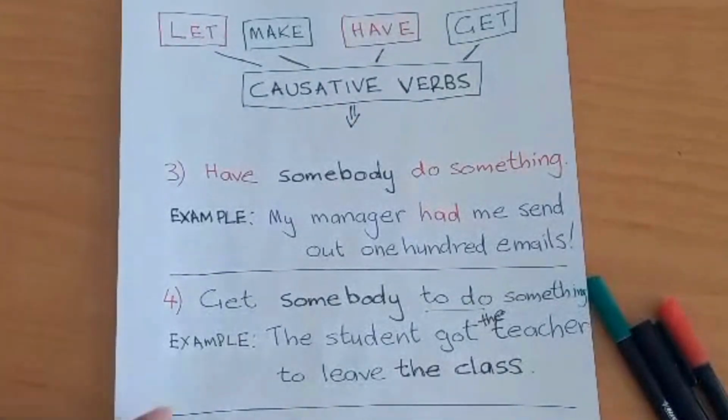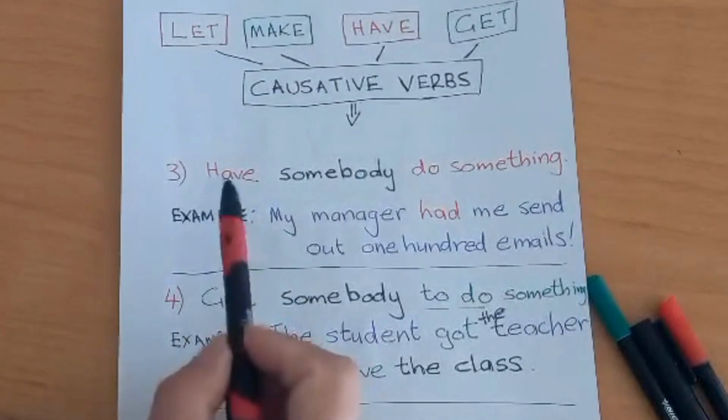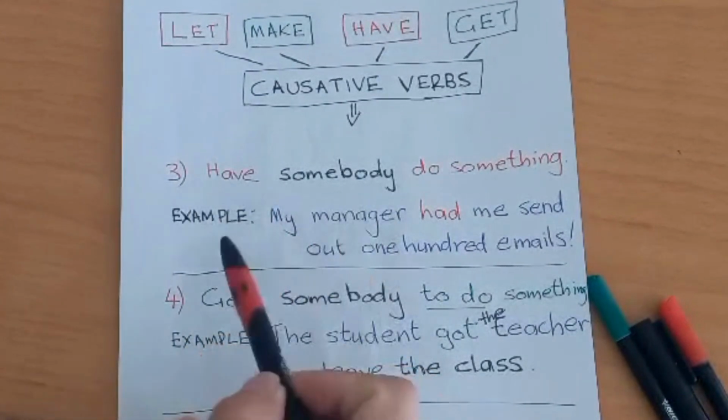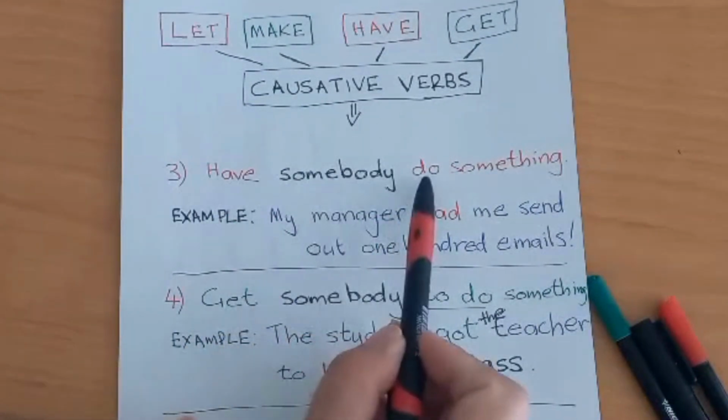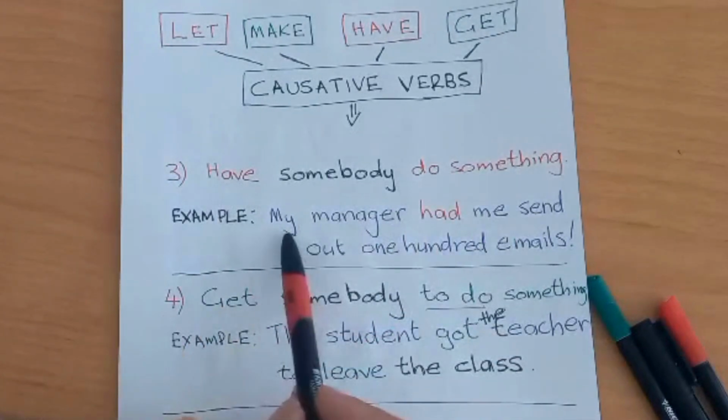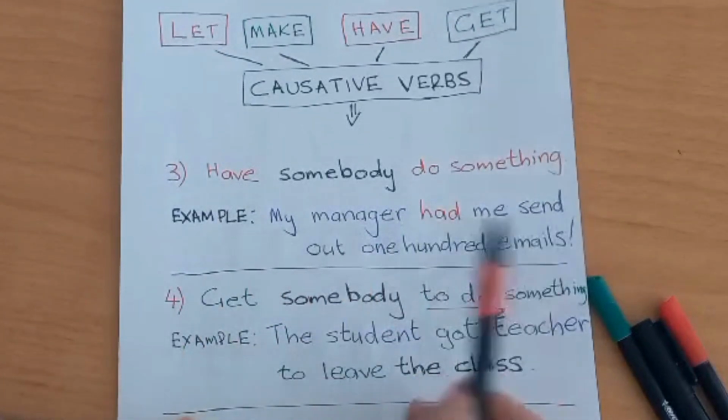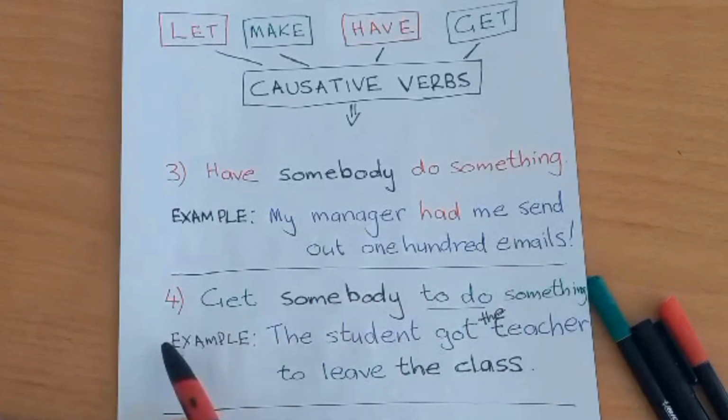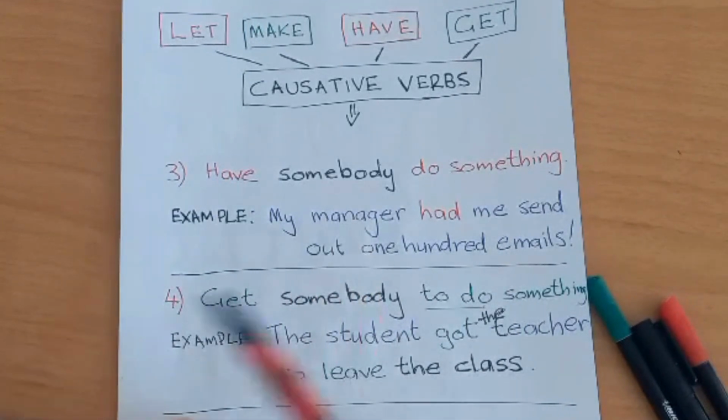Another example is with have. Now, this time have has a different structure. Have somebody do something. My manager had me send out 100 emails. So he asked me to do it, and I had to do it, of course.